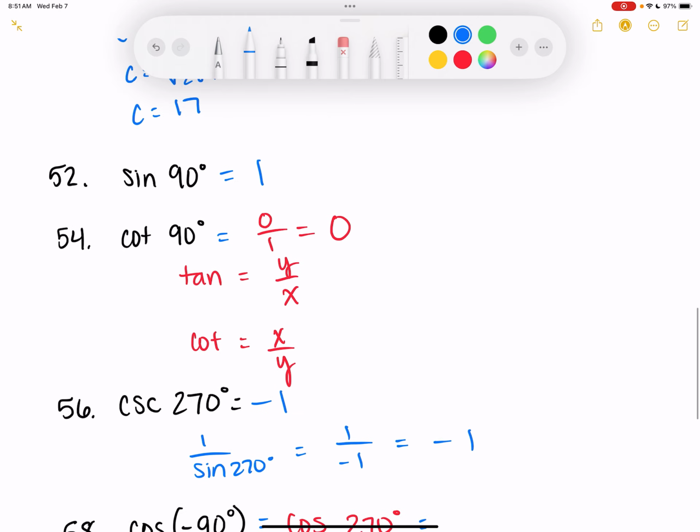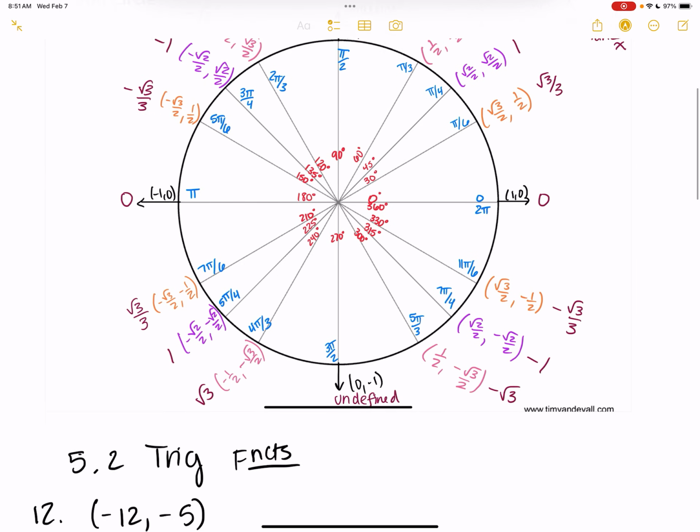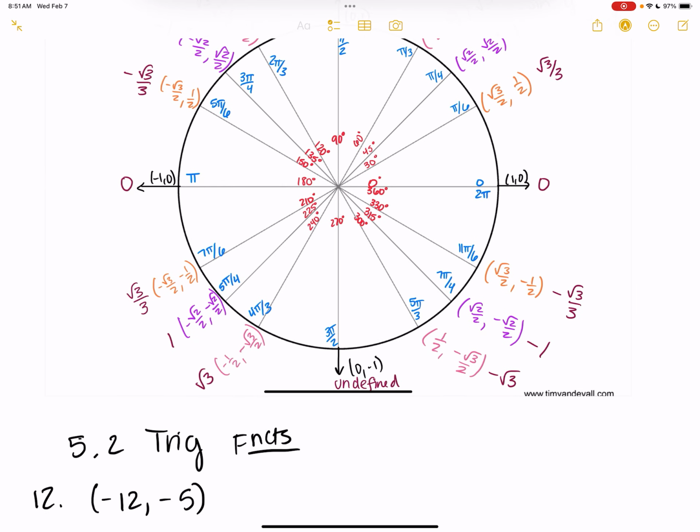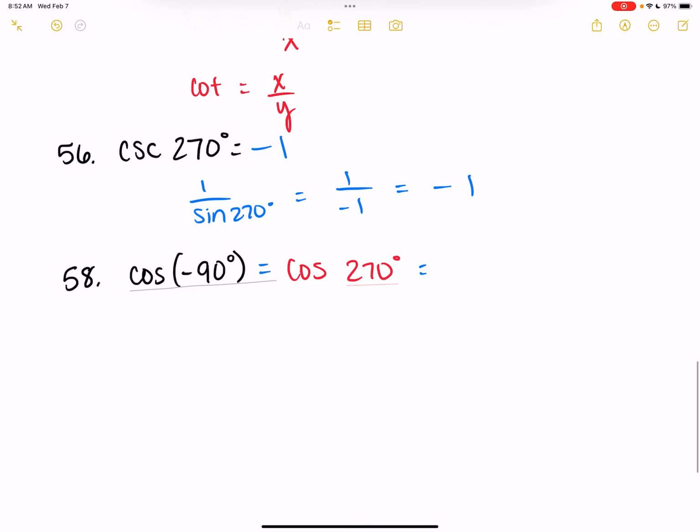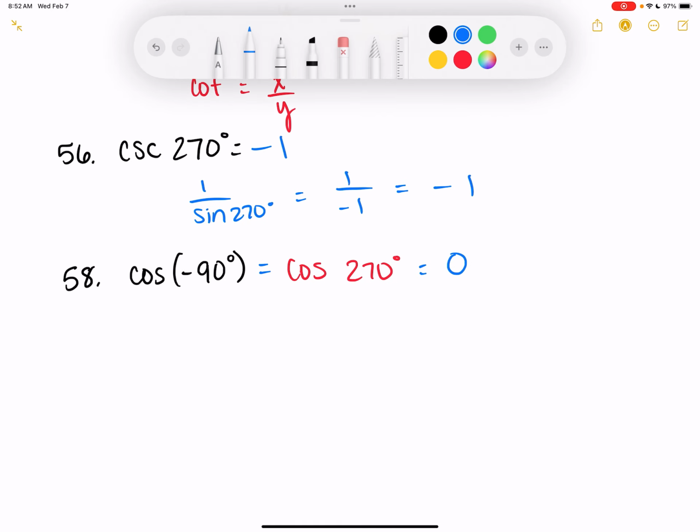So what is the cosine value down here at 270 or negative 90 degrees? Cosine goes with what letter? X. So what's the x value of this coordinate? 0. So this is equal to 0. Simple.